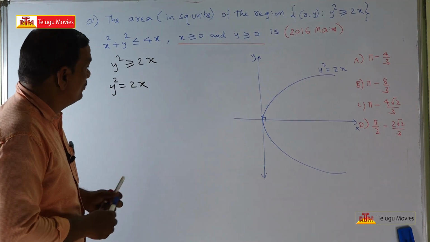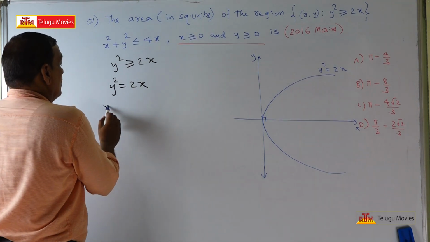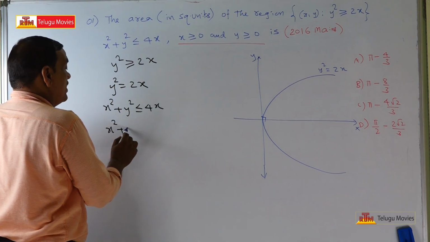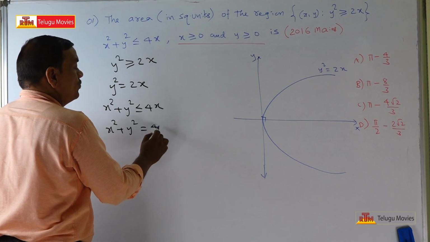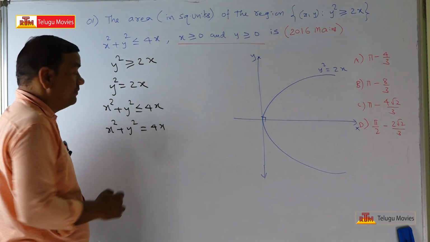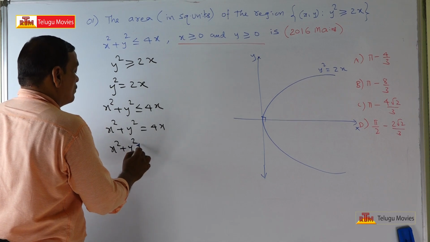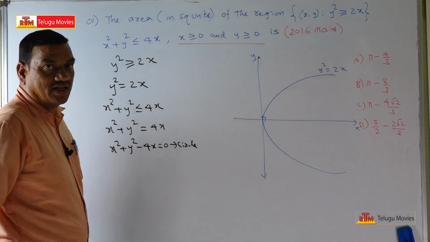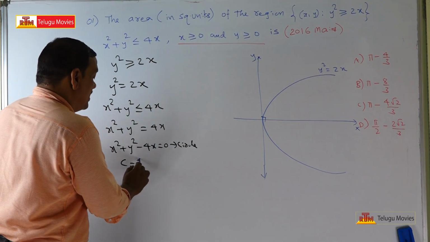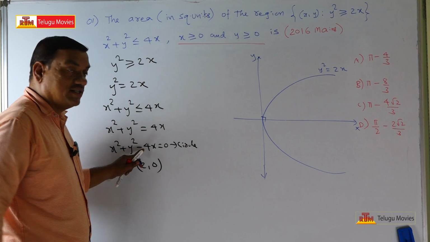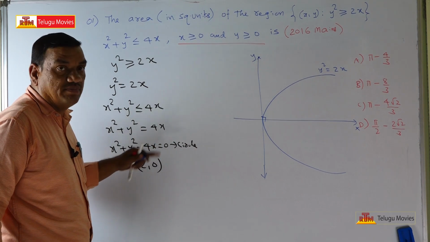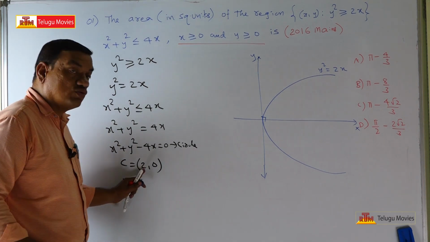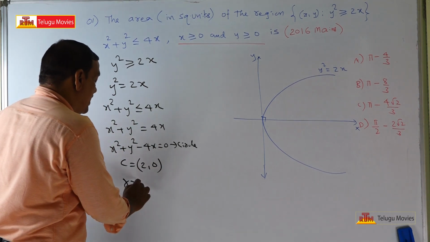Now coming to your next thing. X square plus y square less than or equal to 4x. So x square plus y square is equal to 4x. First you take equal, afterwards I will see the inequality. So this is x square plus y square minus 4x is equal to 0. It is an equation of a circle with center (2, 0). As you know, the center is (minus g, minus f), and the y coefficient is not there, that means f is 0. Radius is equal to root of g square plus f square minus c. So this will be the radius.